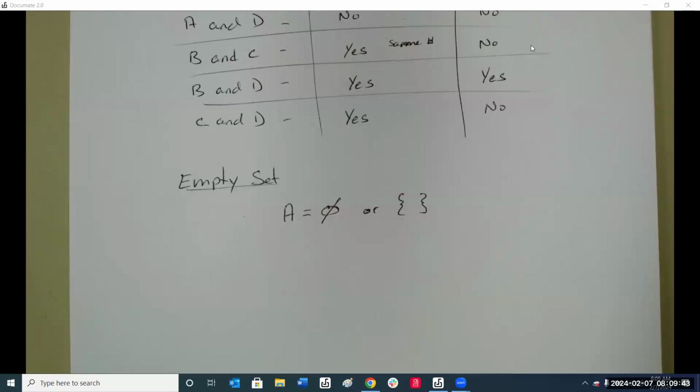This is chapter 2, section 2. We haven't finished it since last time, so we're going to finish that first.